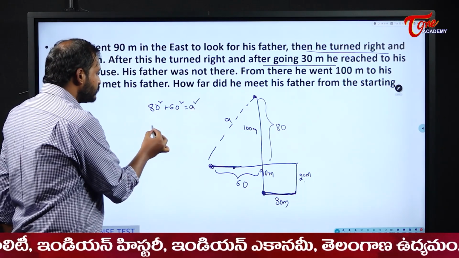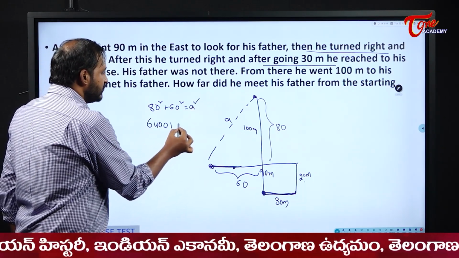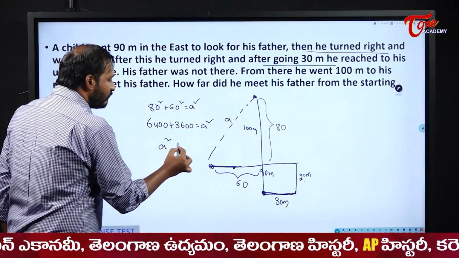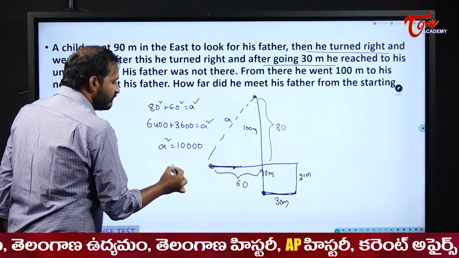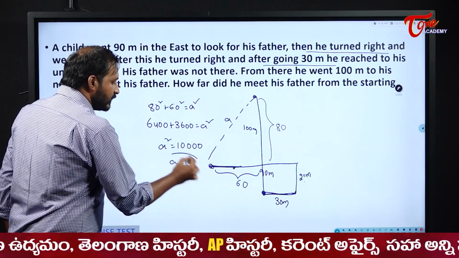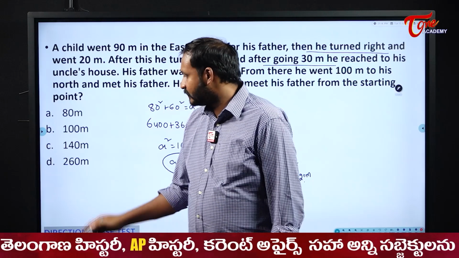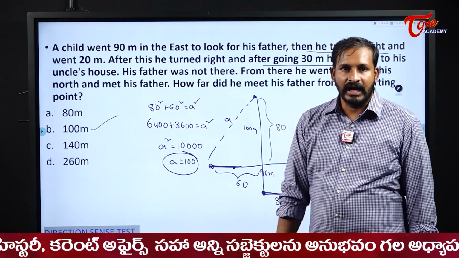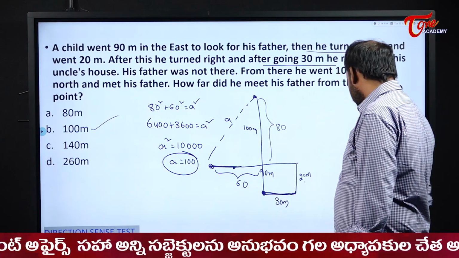Okay. So what happens to this? 6400 plus 3600 is equal to what? A square. So a square value will become what for me here? 10,000. So a value will become what? 100. So 100 meters will be the answer here. Okay. Right. Next one.